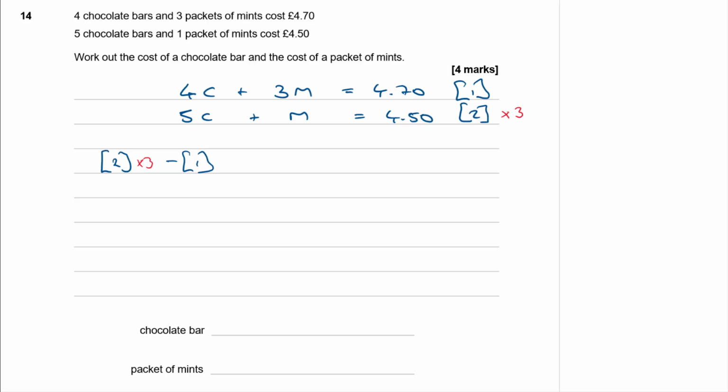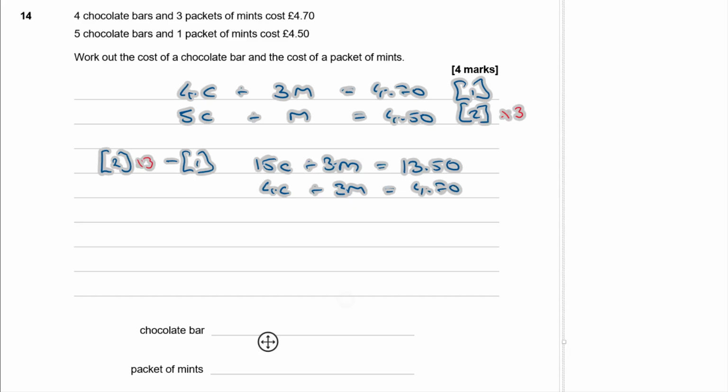So taking equation 2 and tripling it up, 5 times 3 is 15. 15c plus 3m is equal to 3 lots of £4.50. £4.50, £9, £13.50, isn't it? Okay, and then underneath that, I'm going to do equation 1, which is 4c plus 3m is equal to 4.7. And then I can do a subtraction.